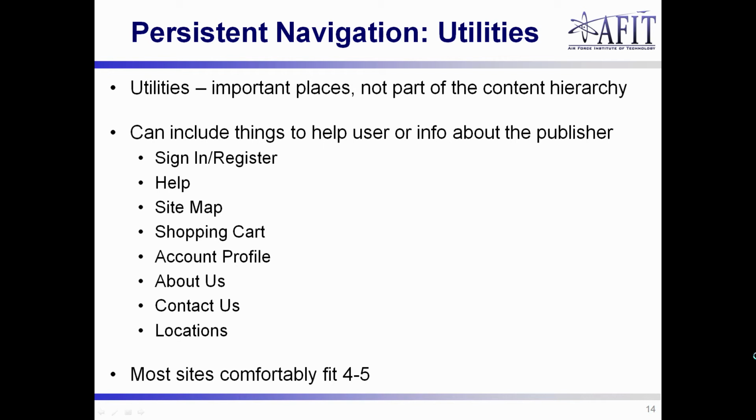And these should be less prominent than your main sections. Most sites comfortably fit about 4 to 5. Of course, it's going to depend on your site and how big you make those particular icons or labels. And what you should do is really put the most frequently used ones up there at the top in that persistent navigation, and then the less common ones should be moved to the footer navigation.